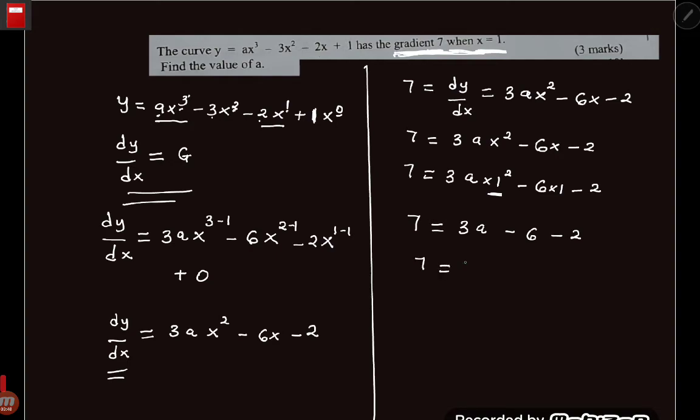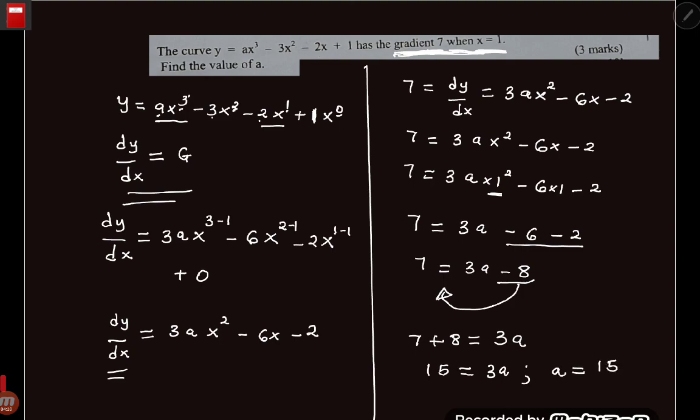7 is equal to 3a minus 8, because minus 6 minus 2 is equal to minus 8. I can bring 8 to the other side, so that we are going to have 7 plus 8 is equal to 3a. 15 is equal to 3a. This implies that a is equal to 15 over 3 if we divide both sides by 3, and therefore a is equal to 5.